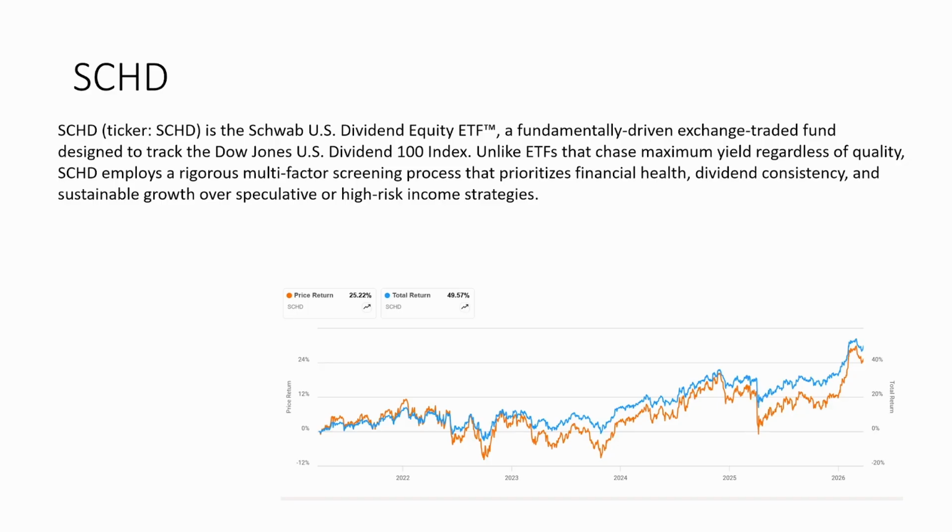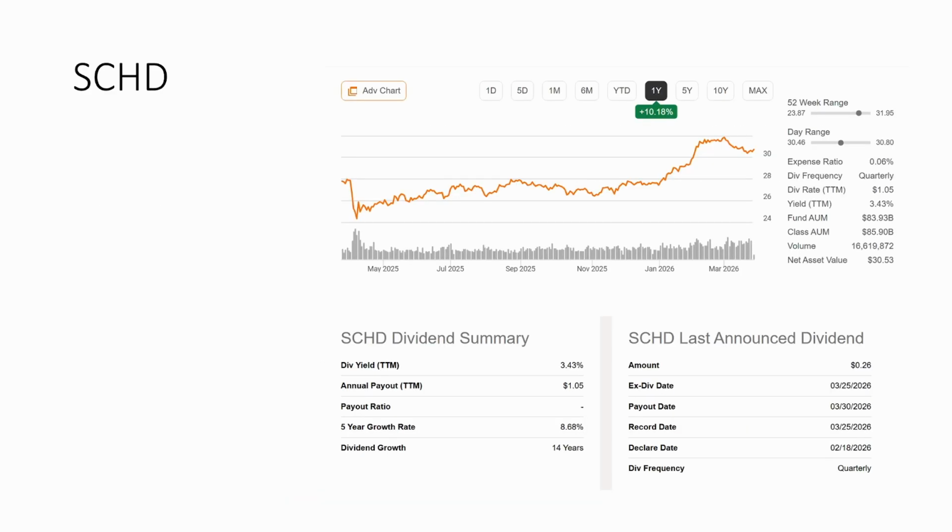And as you can see, once again, the price return and total return are up. The total return is nearly 50%, with the price return up 25.22%. Now, as you can see, it has a yield of only 3.3%, and it has a $1 payout a year, so it only pays quarterly. So dividend-wise, not great, but in a year, performance is actually up by 10%, so quite good.